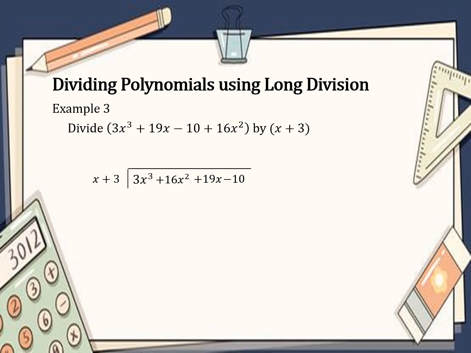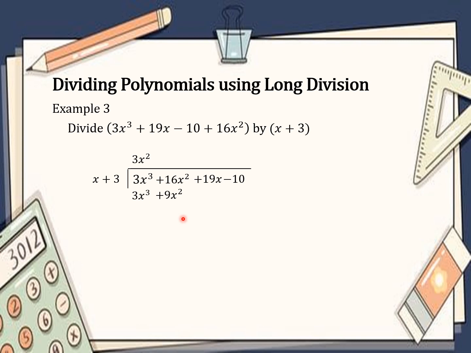So again, first step is we will divide 3x cubed by x. So we'll have 3x squared. Then multiply 3x squared times x. We will write the answer here. So you have 3x cubed. Then 3x squared multiplied by 3. So that is 9x squared. So what is the next?